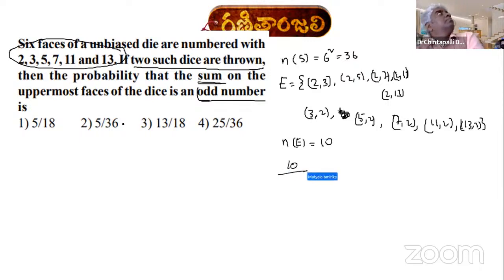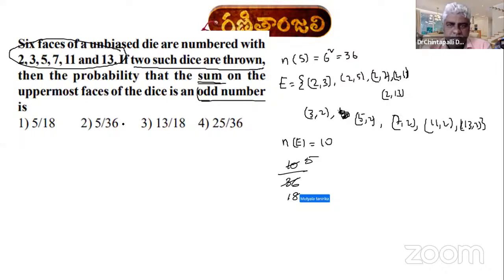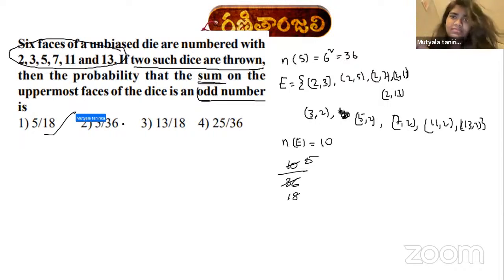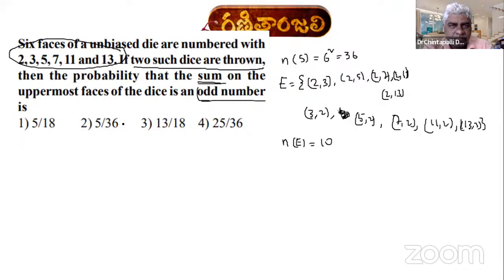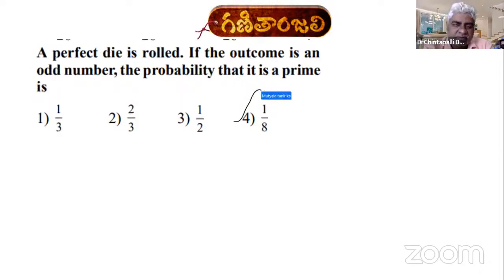It'll be 10 over 36. So it's 5 over 18. Good. Option one. Understood? When a perfect die is rolled, what is the probability of getting a face with 4 points upward? Simple, direct question. 1 over 6. Mark the answer.